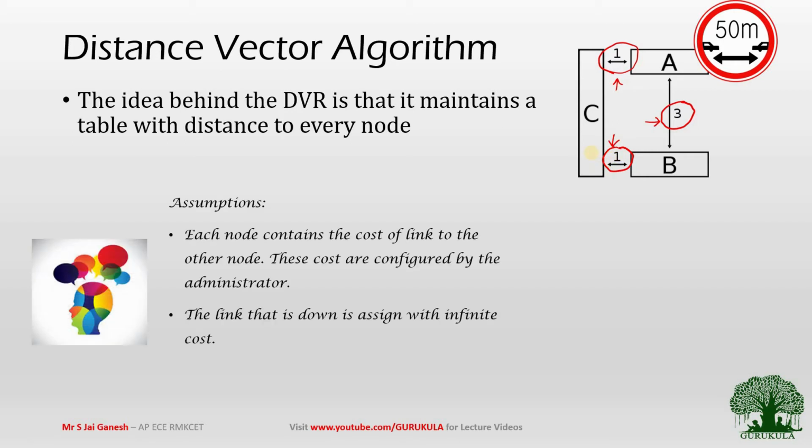There are a few basic assumptions that we need to make. Each node contains the cost of the link to another node, and these costs are generally configured by the administrator. The second assumption is that a link which is down due to some problem will be assigned an infinite cost. Why do we assign infinite cost? Because the router will always take the route which has the lowest cost. And remember, the term cost represents the number of hops.